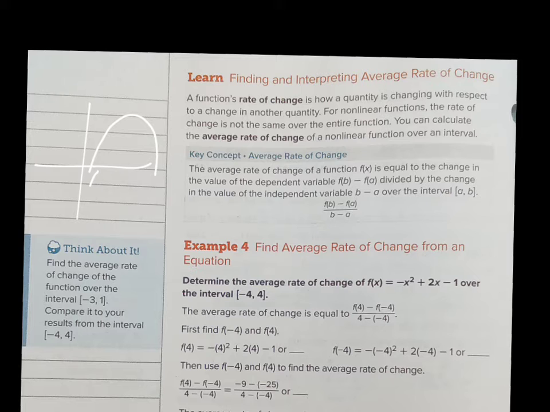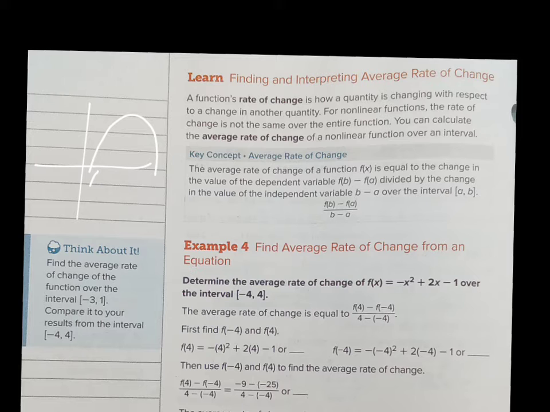Okay, and so now how do we find the average rate of change? They kind of describe what's going on, right? So the average rate of change of a function f of x is equal to the change in the value of the dependent variables, f of b minus f of a. This is just your y values. Divided by the change in the value of the independent variables, b minus a. These are just your x values over the interval, right? This is a to b, including a and b. So whatever a is all the way to b, make sure you include those two endpoints.